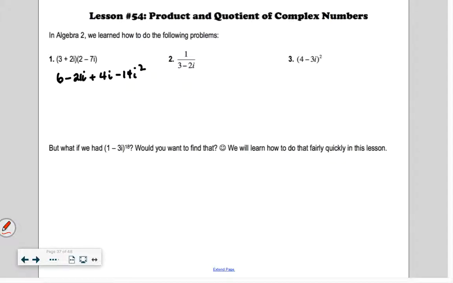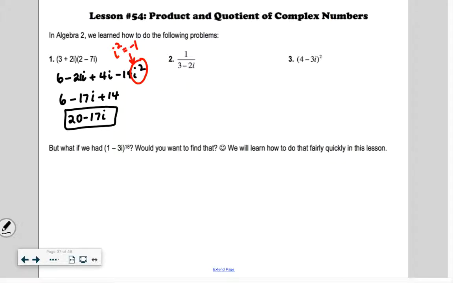Now when we combine our like terms, we remember that i squared is -1. So we're going to have 6, and then we have minus, 21 plus 4, so that's going to be minus 17i. And then this minus 14i squared becomes -14 times -1, which is plus 14. So we end up with 20 minus 17i. Easy? You remember that? Good.